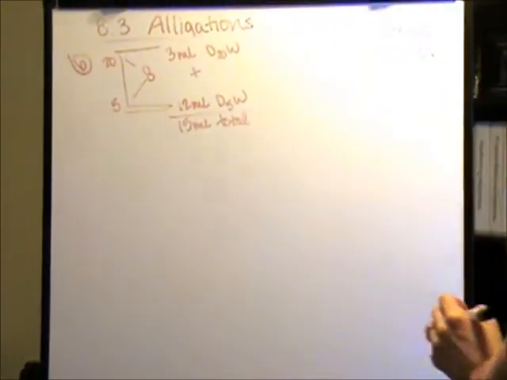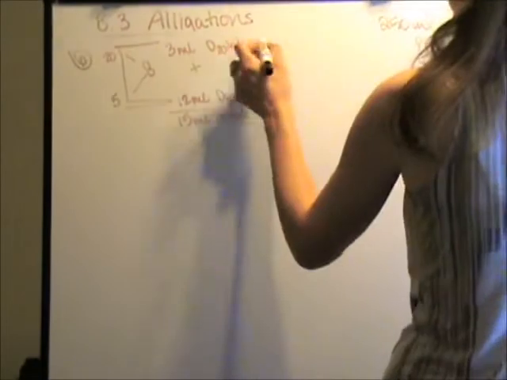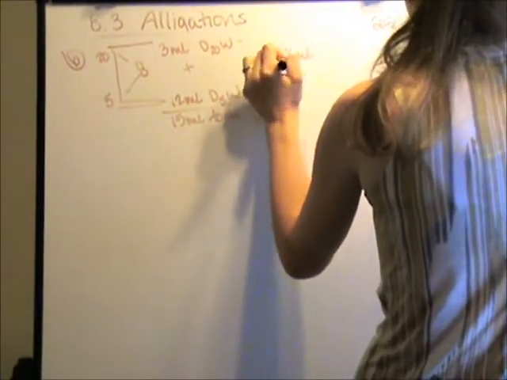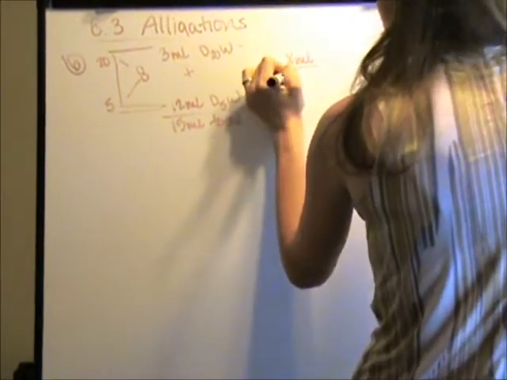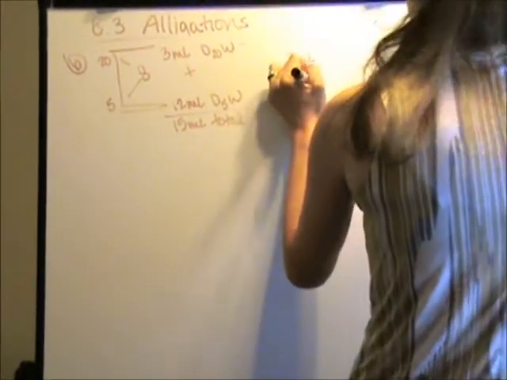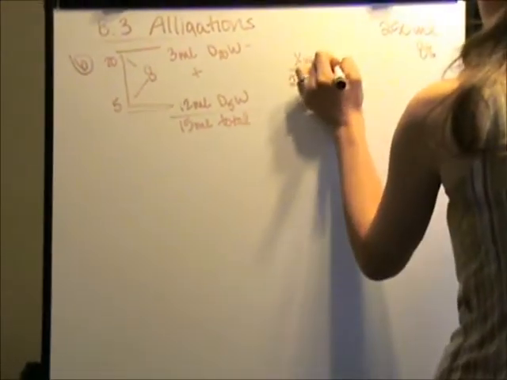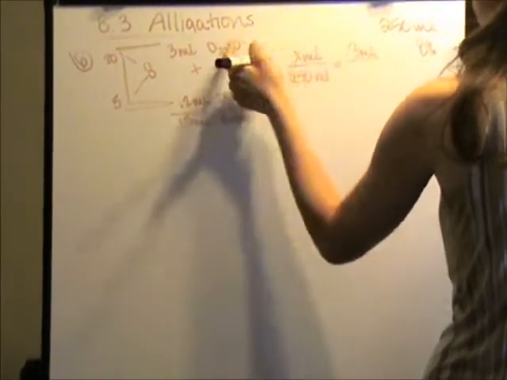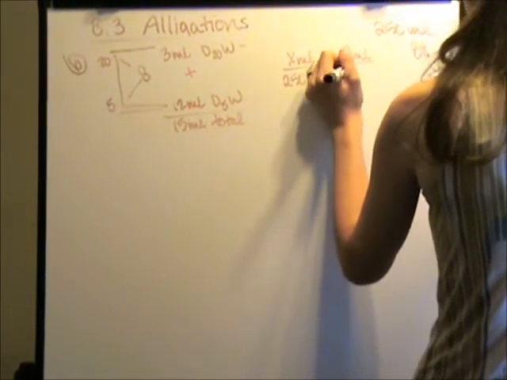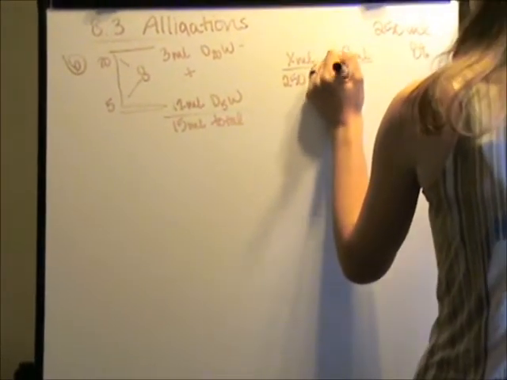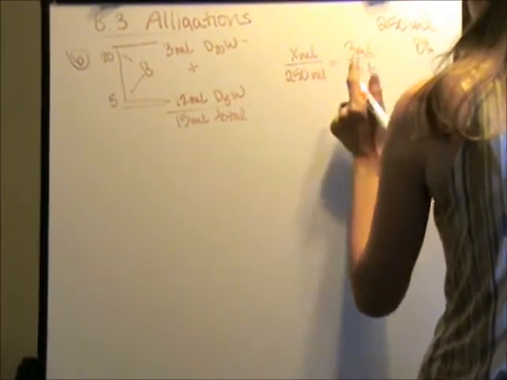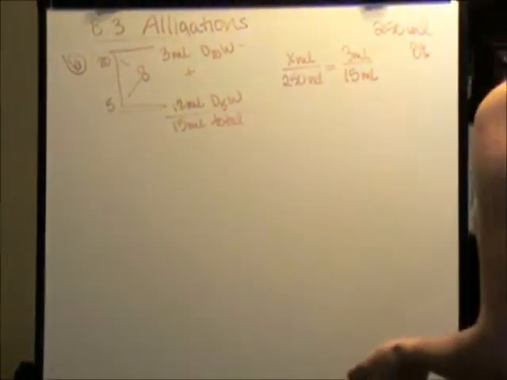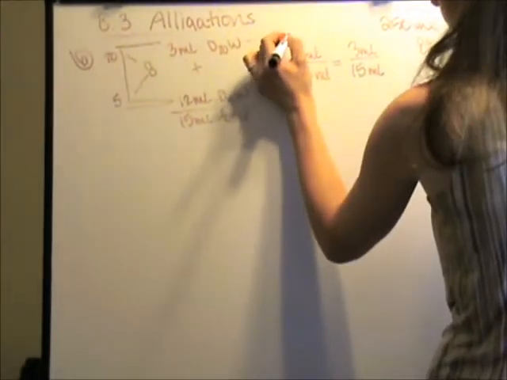And now we're ready to set up our proportions. So we'll do the dextrose 20 first. So we're solving for how much volume we're going to need of it. The final amount is going to be 250. We're using 3 ml of that particular strength. And the final amount is 15 ml. That's the total. So now we're ready to solve for x.